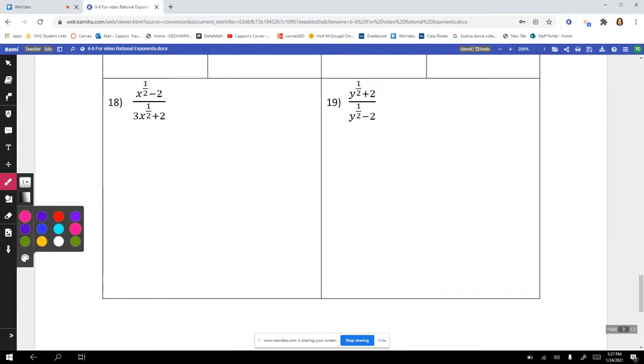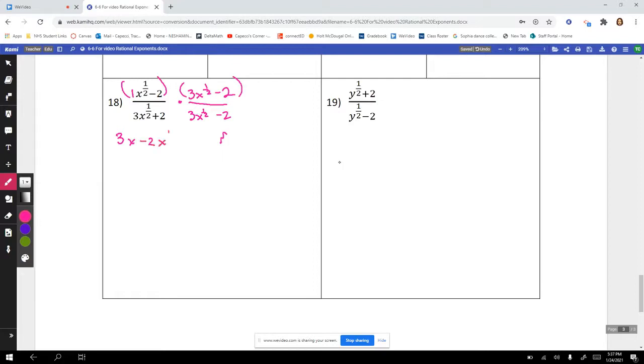Okay, number 18. This time I have binomials on top and bottom, so I'm going to multiply by the conjugate. On the bottom I have 3x to the 1/2 minus 2. Same thing is going to happen on the top. And I'm going to use FOIL on the top, because I have a binomial times a binomial. So that gives me 3, since this coefficient is 1. x to the 1/2 times x to the 1/2 gives me x to the first. On my outside, I'm going to get negative 2x to the 1/2. The inside, I'm going to get negative 6x to the 1/2. And then my last, I'm going to get plus 4.